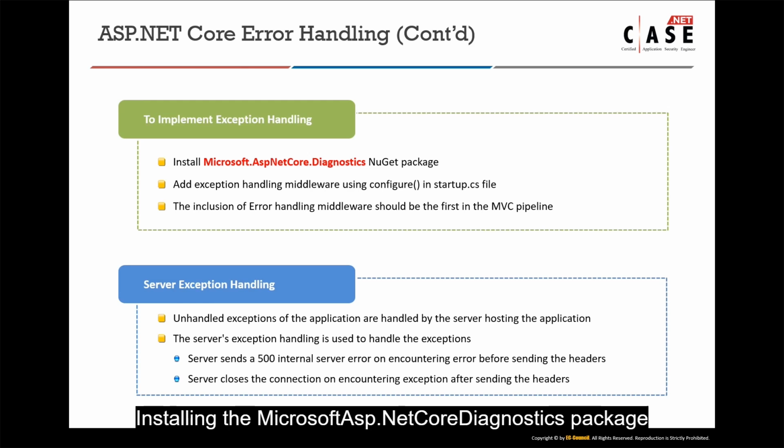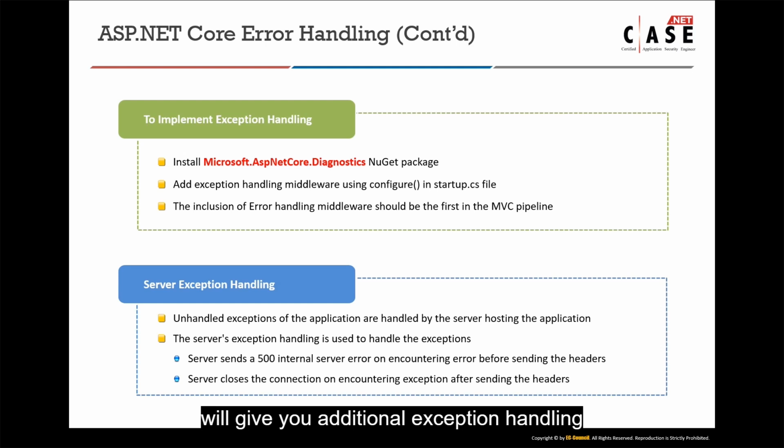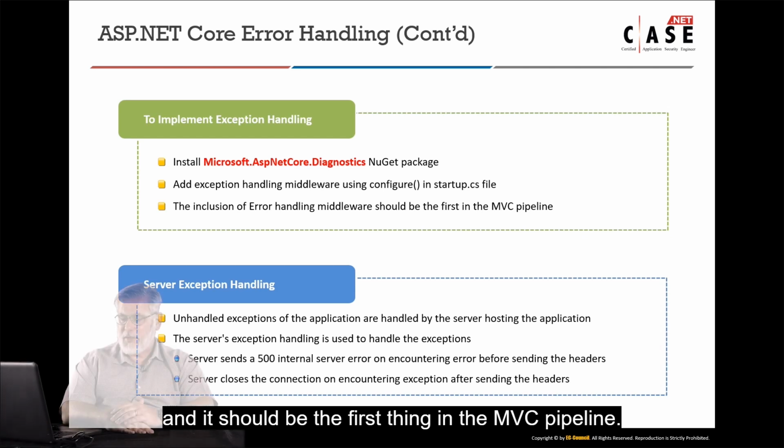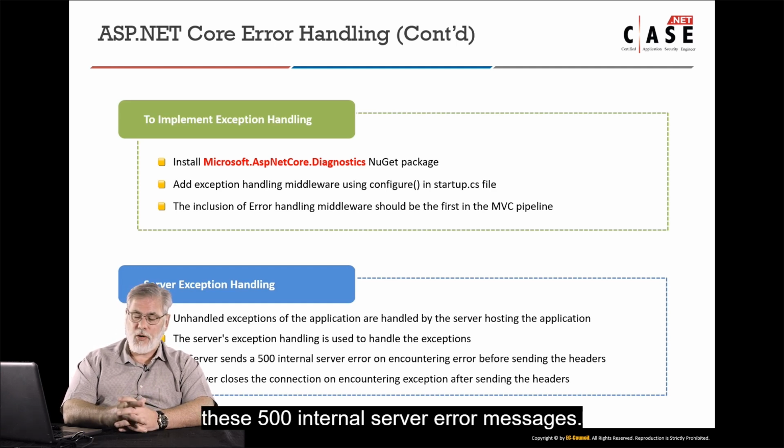Installing the Microsoft ASP.NET Core Diagnostics package will give you additional exception handling in the middleware, and you have to configure that in your startup.cs file. So you include that error handling middleware, and it should be the first thing in the MVC pipeline. You also have server exception handling so that the server does not generate these 500 internal server error messages.